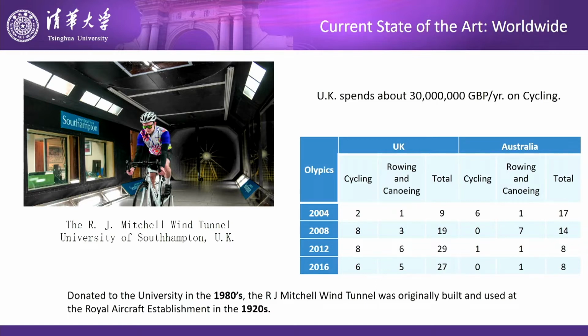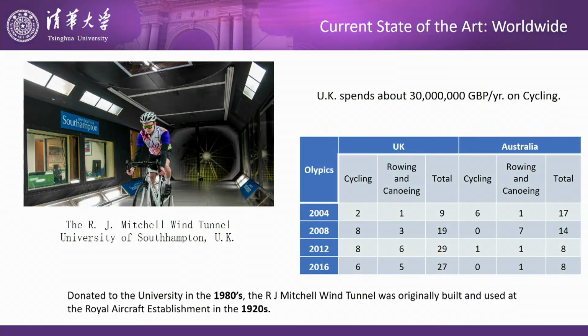And here, the University of Southampton is one of the most famous universities in sports science, and it's the base of the cycling team of the United Kingdom. This wind tunnel is called R.J. Mitchell. It was built in 1920, really early, and started being used for sports. It was donated to the university in 1980, so we're quite early.